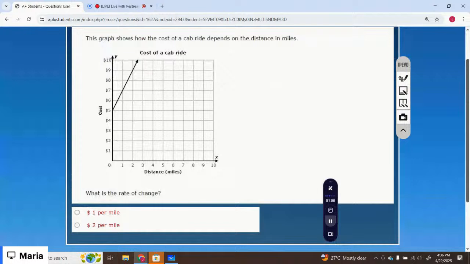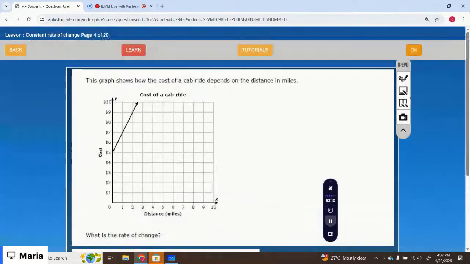This graph shows how the cost of a cab ride depends on the distance in miles. That is $2 per mile. Option number two is the correct option.